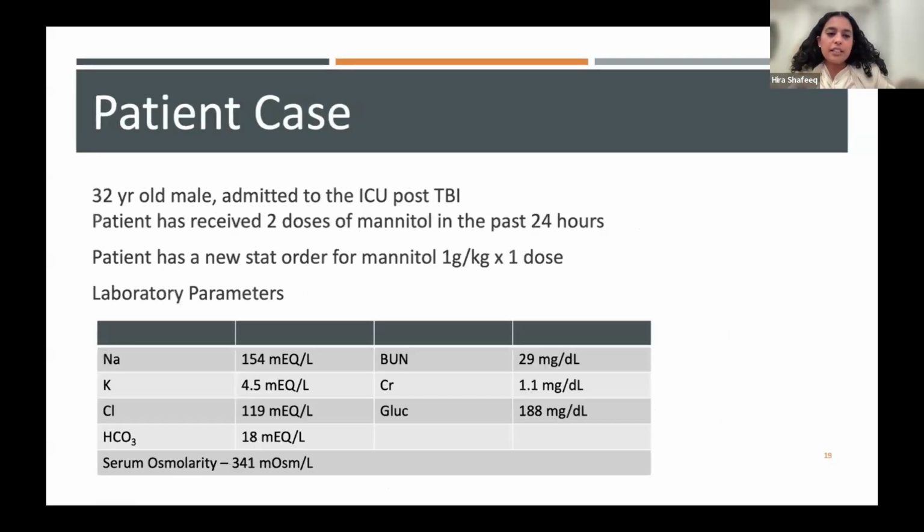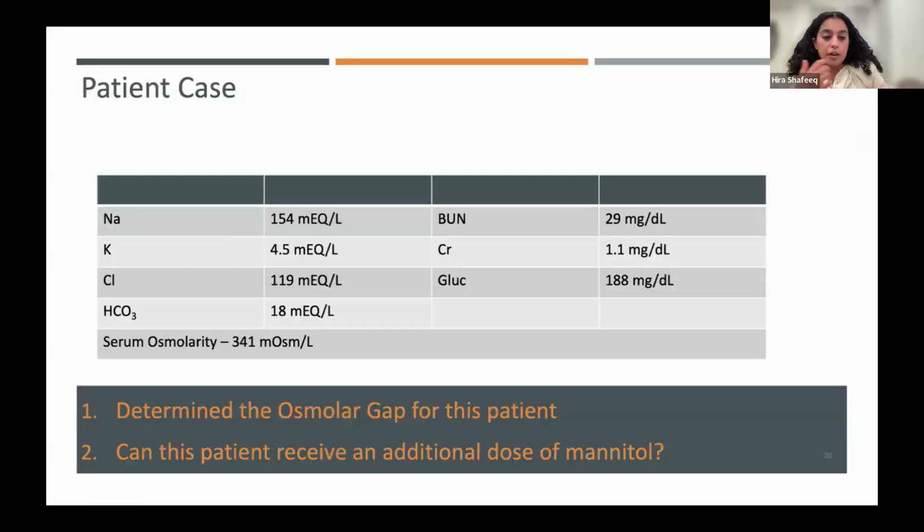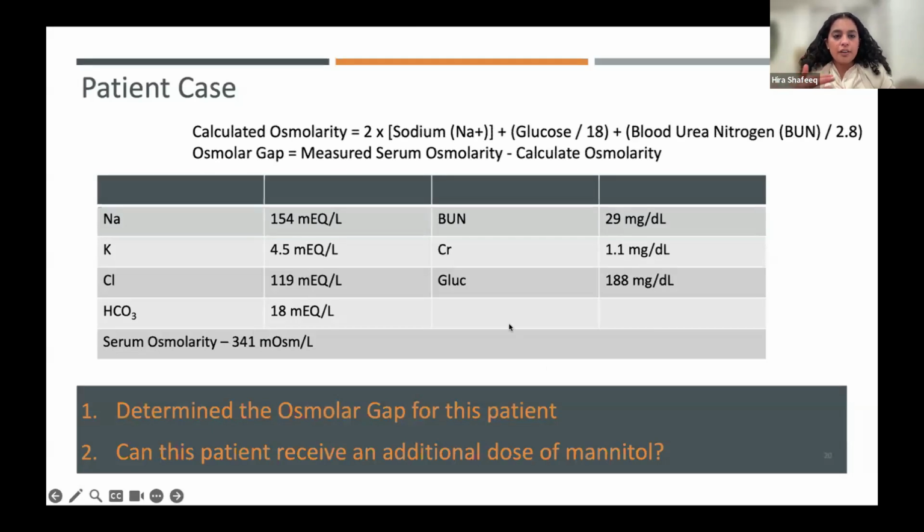Overall, our patient case is a 32-year-old male who was admitted to the ICU post-traumatic brain injury. The patient did receive 2 doses of mannitol in the past 24 hours. And now we have a new stat dose of mannitol, 1 gram per kilogram times 1 dose. I've listed the laboratory parameters here, and what I want us to figure out is whether or not it's okay for us to administer an additional dose of mannitol. Here I listed the formulas again so you can all see.